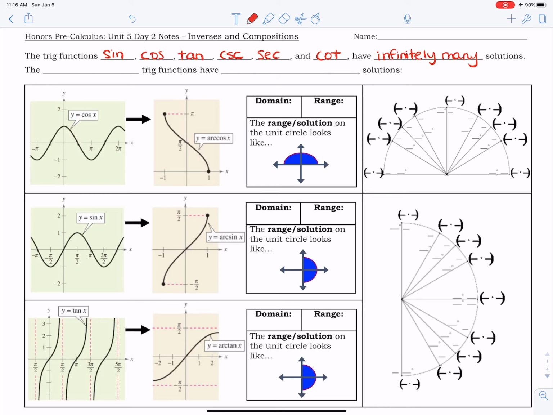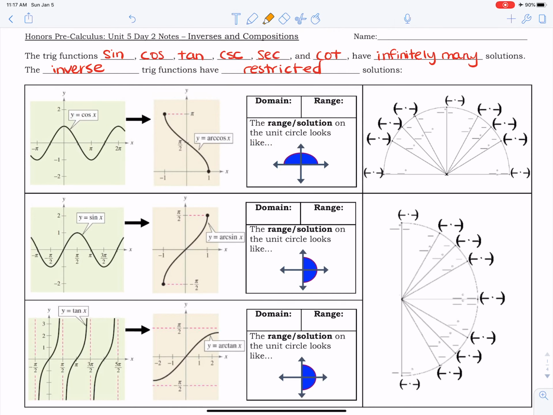But the inverse functions, which we're only going to talk about 3 of them, and we're going to use those 3 to essentially find the answers for the other 3. They have restricted solutions, which means they do not have infinitely many solutions. There are just a certain few. So we're going to use the graphs below so we can figure out what this even means.